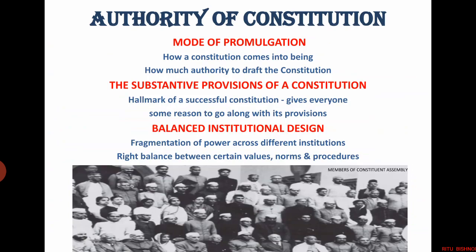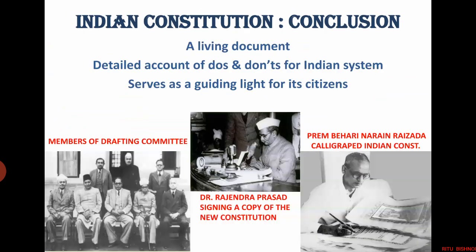Third, balanced institutional design. That is, to ensure that no single institution acquires monopoly of power. For example, our constitution horizontally divides power across institutions like the legislature, executive, and the judiciary. The constitution is authoritative as well as flexible at times. The basic structure of the constitution cannot be changed, whereas, on the other hand, it has the ability to adapt to changes for different needs and circumstances.